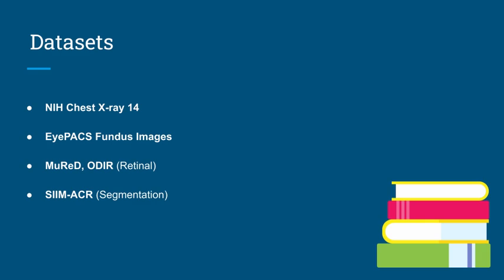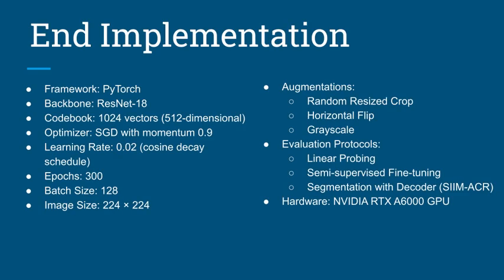Now let's look at the implementation details. CoBooM is implemented in PyTorch and trained using an NVIDIA RTX A6000 GPU. The architecture uses ResNet 18 as the backbone for both the context and target encoders. This makes the model relatively lightweight and fast to train, while still powerful enough for feature extraction. The input images are resized to 224 by 224 pixels, with a batch size of 64, and training is done over 300 epochs. The codebook used in the quantizer has 1024 vectors, each of 512 dimensions. This provides a rich but manageable vocabulary of visual patterns.